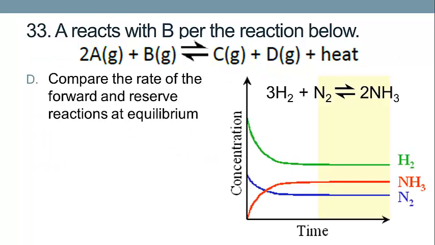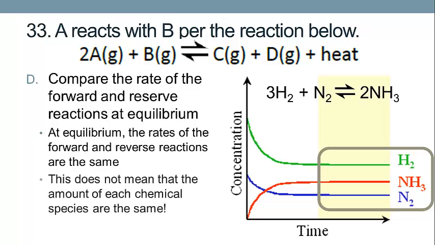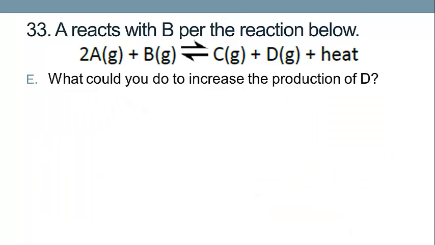Compare the rate of forward and reverse reactions at equilibrium. So by definition, the rates of the forward and reverse reaction are going to be the same once we reach equilibrium. So we interpret that as no change in the system. The forward and reverse reaction are still happening, it's just that they're happening at the same rate, so there's no observable change. Now that does not mean that the amount of everything is equal. So if we look at our example equation here, I have much more hydrogen than I have ammonia and nitrogen. So they're not necessarily going to be the same number each, but they will stop changing because the rates are the same.